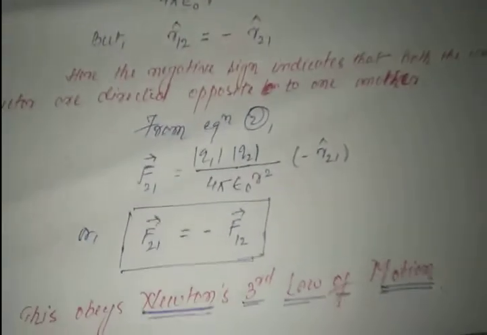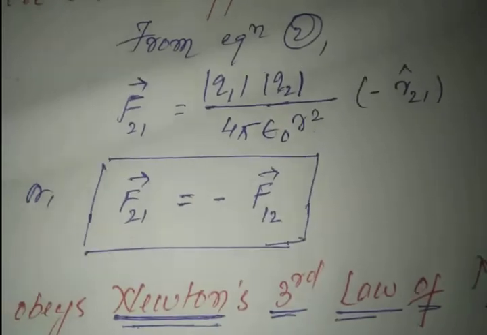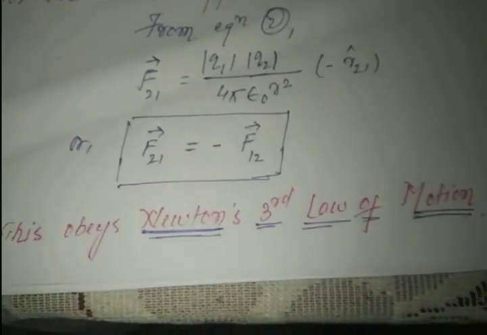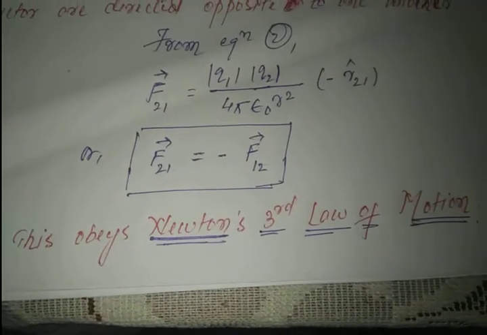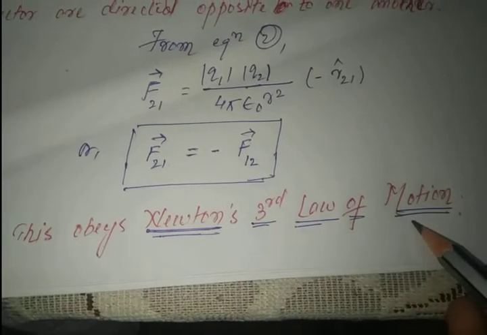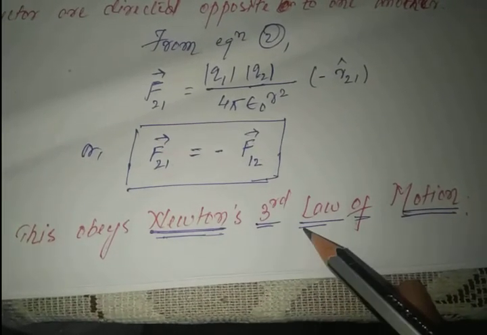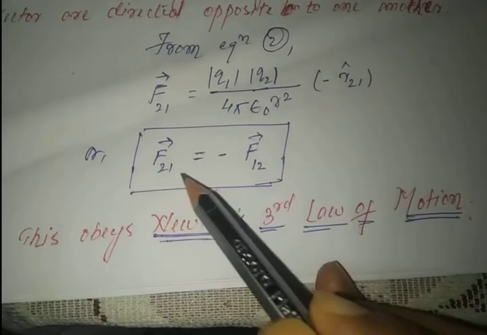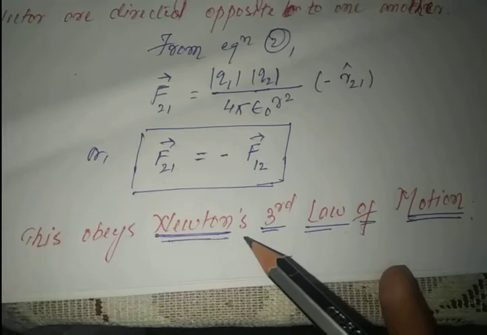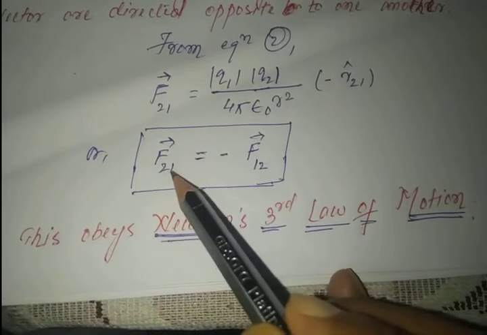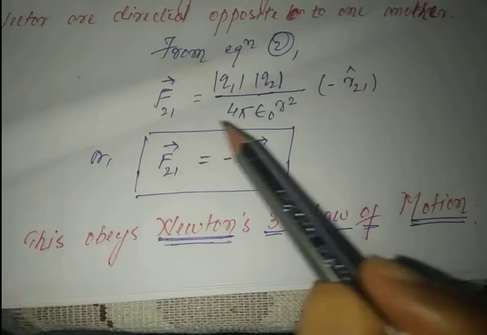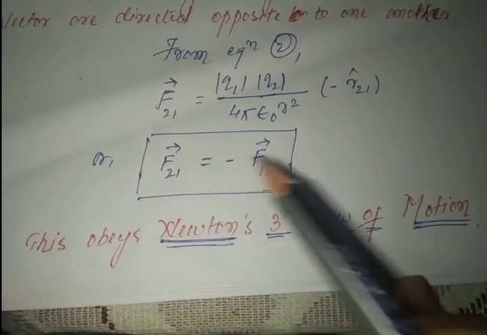Now Coulomb's law in vector form obeys one of the most important laws of nature, Newton's third law of motion. We know that Newton's third law of motion says that for every action there is an equal and opposite reaction. So here, if one charge repels another, similarly the other charge also will repel the previous charge. Thank you.